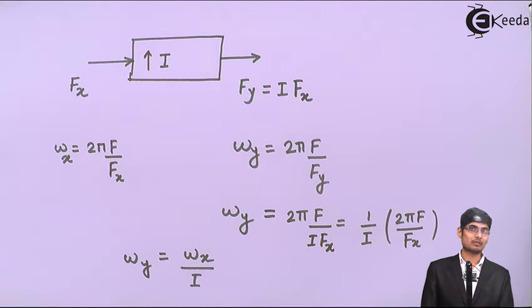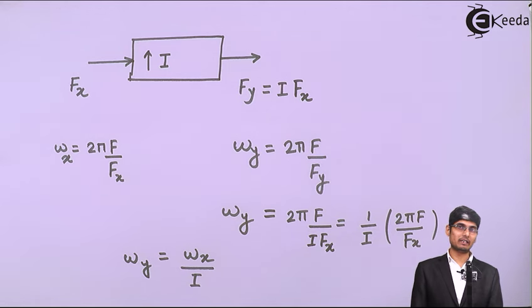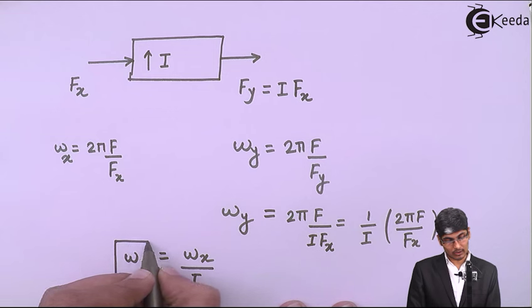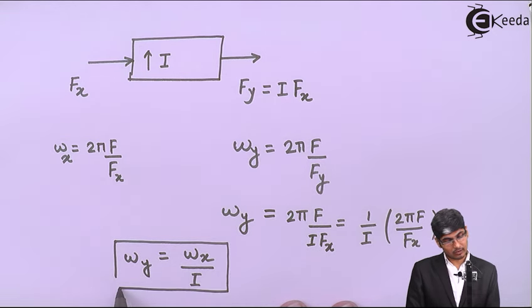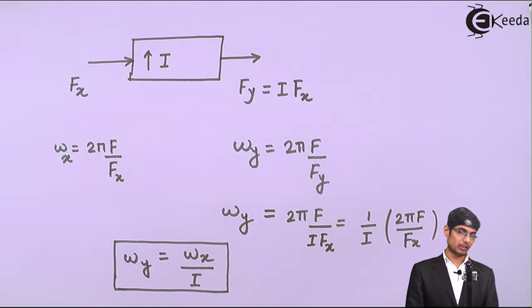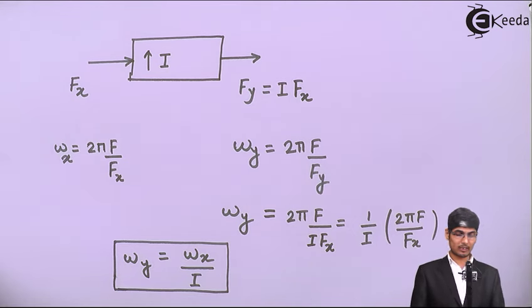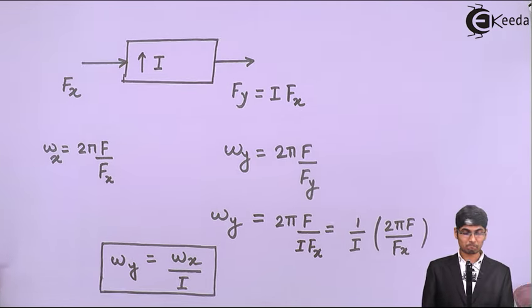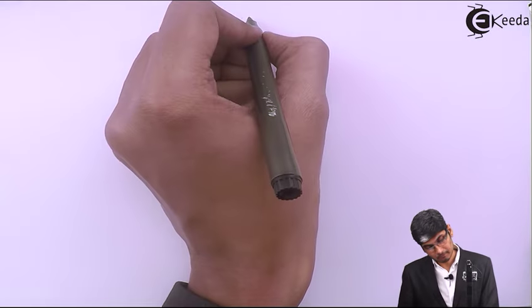What did I do? I increased the sampling rate. What has happened to the discrete frequency spectrum? Something very weird. Let us see what has exactly happened. This is a very important relation that we have to look into, that is omega y is equal to omega x by I. How does it affect things, and what are its effects?